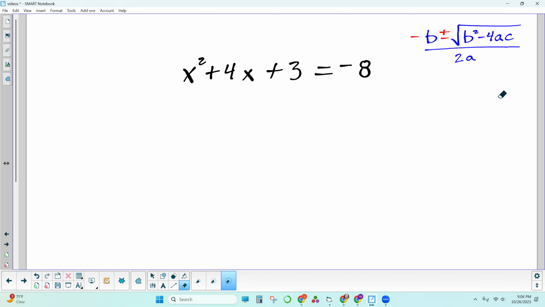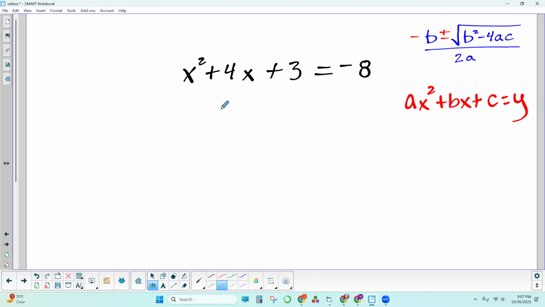All right, so I've got the quadratic formula written up in the top right-hand corner for you. You read that as negative b plus or minus the square root of b squared minus 4ac all over 2a. So remember, your a's, your b's, and your c's come from the standard form. So you need to know that first. I'll go ahead and write that right under it. Standard form.